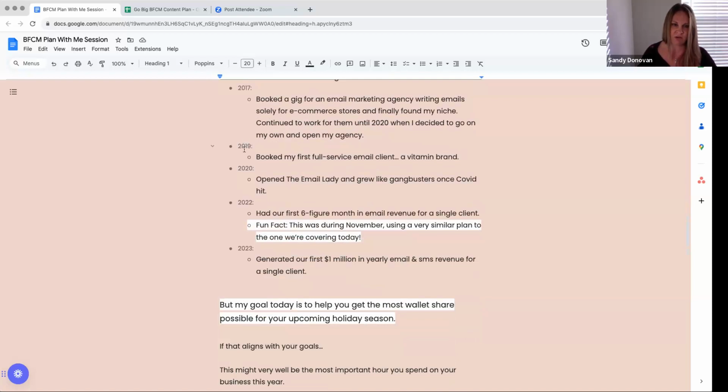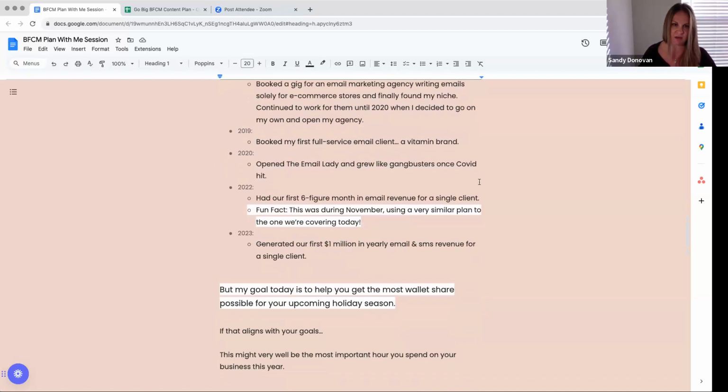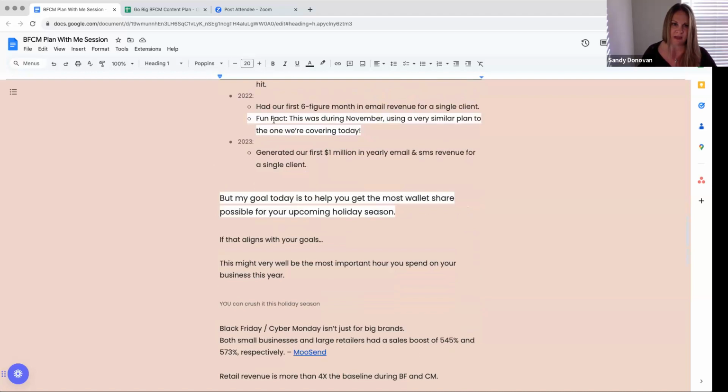And then we eventually booked our first full-time client, officially starting The Email Lady in 2020. More recently, we had our first 6-figure month in email revenue for a single client. And fun fact, that was last November, and it was using a very similar plan to the one that we're covering today. So that's exciting.